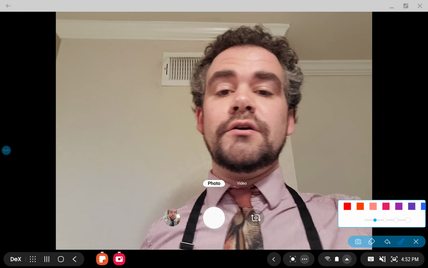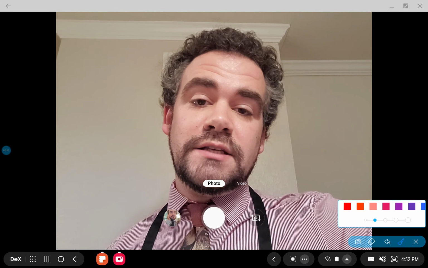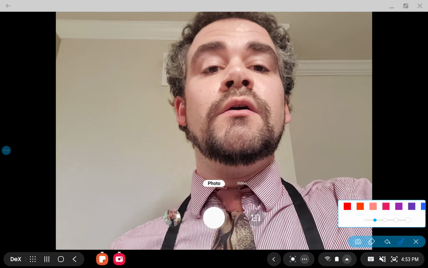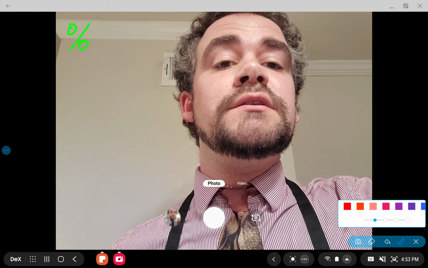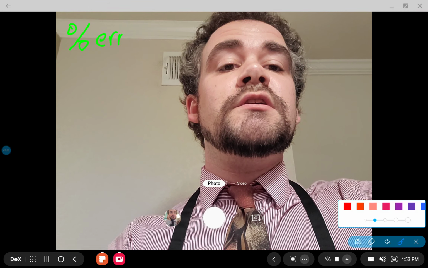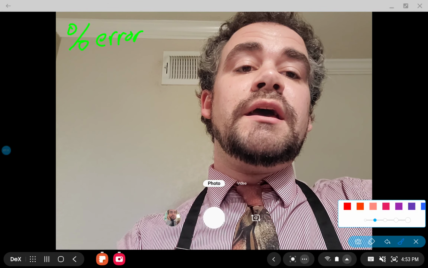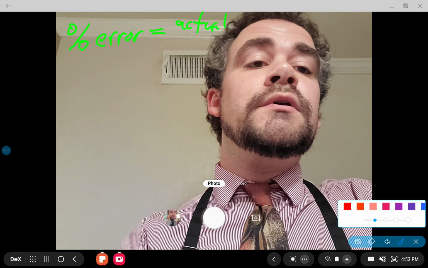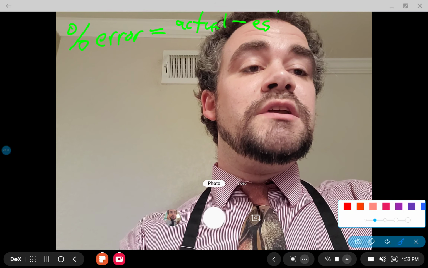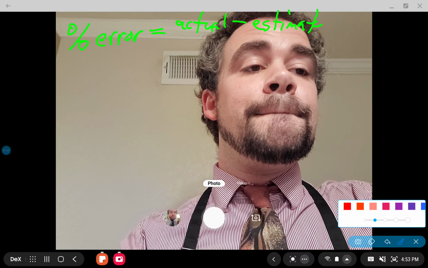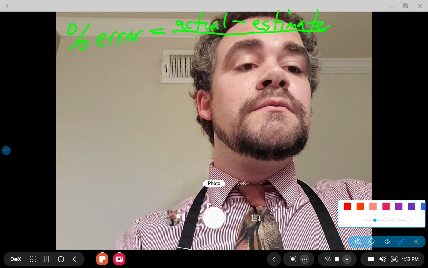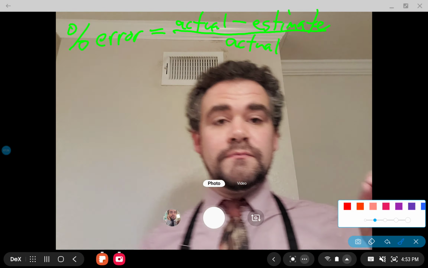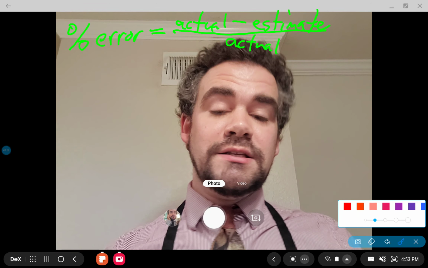So percent error is exactly what it sounds like. It's the percentage that you were wrong about something. And this should be something you've written on your note sheet. Percent error is found by taking the actual value minus the estimated value and dividing that by the actual value. All right, so the actual minus the estimate divided by the actual.